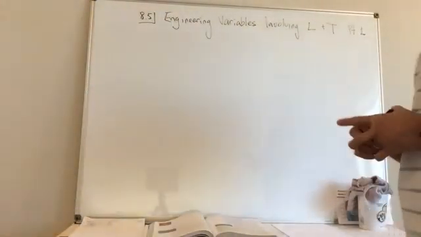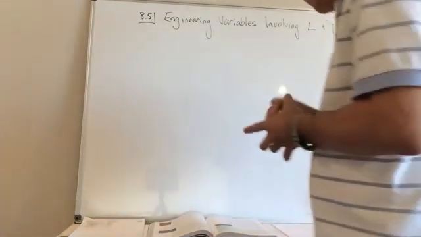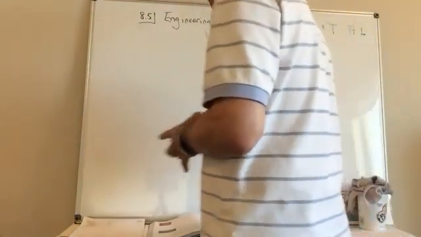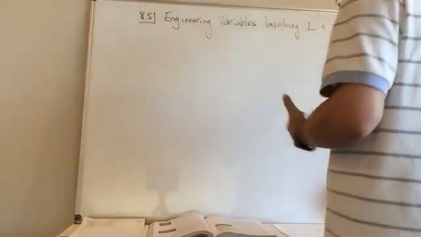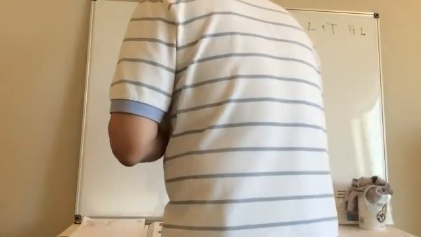Engineering variables involving length and time. There are quite a few of these, right? There are quite a few things that have length and time together, right? So one of the first things we're going to talk about is speed.